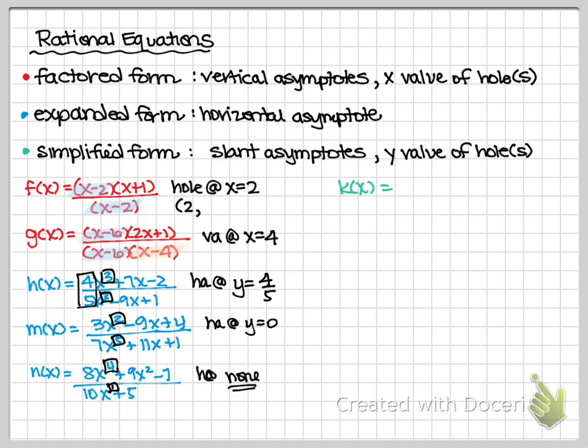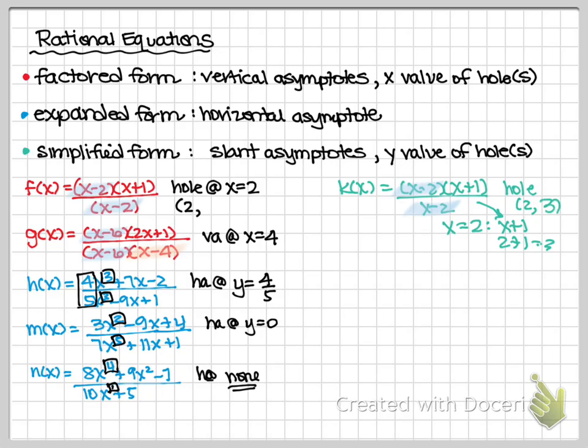If we take a look at the simplified version, let's say we're doing k of x, and we could look back at the original f of x that we did. So we had (x minus 2)(x plus 1) all over x minus 2. We knew that there was going to be a hole at 2 comma something. To find the rest of it, you're going to use the simplified version. We take x equals 2, and this new simplified version was just x plus 1. We plug that in, that gives us 3. So now we have a hole at (2, 3).